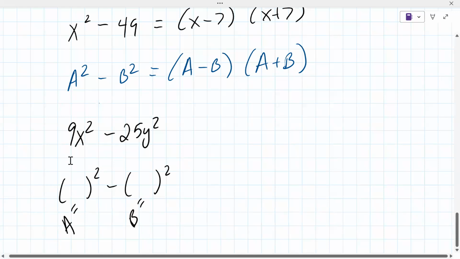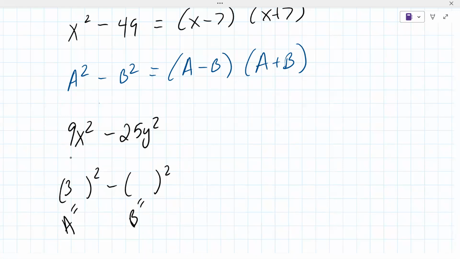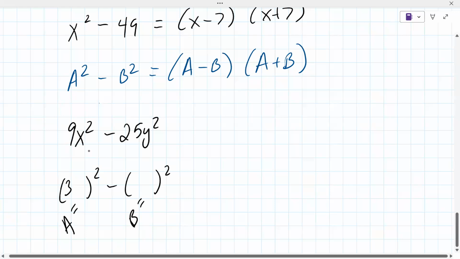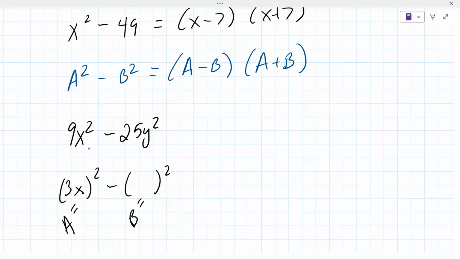So it'd be the 3. 3 definitely gets you to 9. How about to the x squared? I'm not sure. 3x. 3x. So 3x squared means 3x times 3x. And the 3 times the 3 gets you to the 9. X times x is the x squared. That's why it becomes 9x squared.